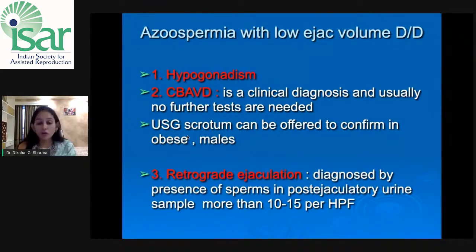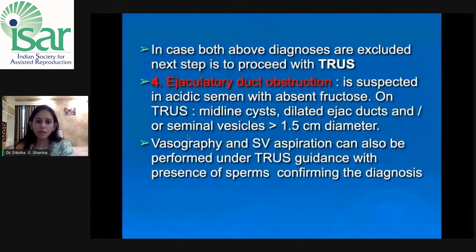Third differential diagnosis is retrograde ejaculation. This is diagnosed by the presence of sperms in a post-ejaculatory urine sample, if more than 10 to 15 per high power field are there. We must test the urine after alkalizing it. Either soda bicarb tablets are given 2 to 3 days before the urine analysis.